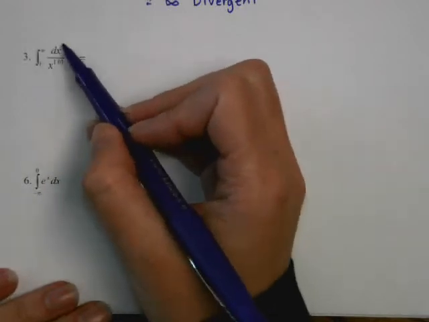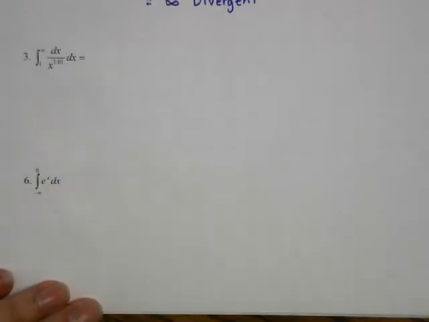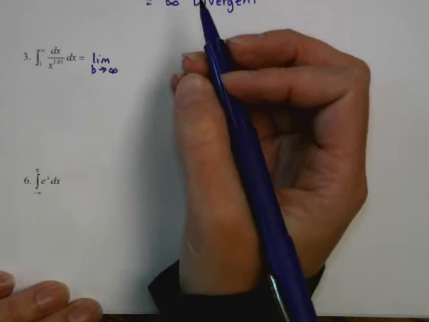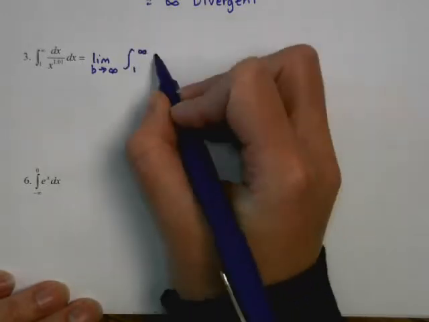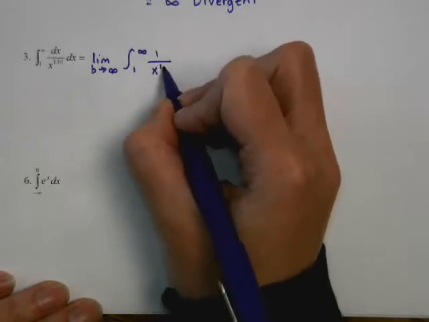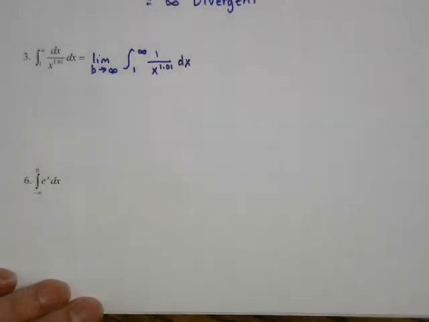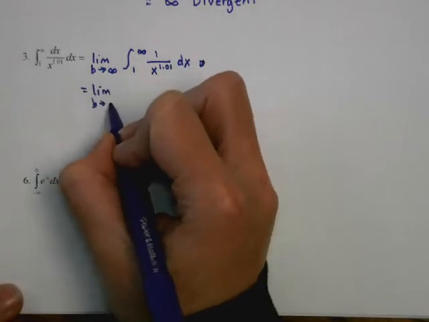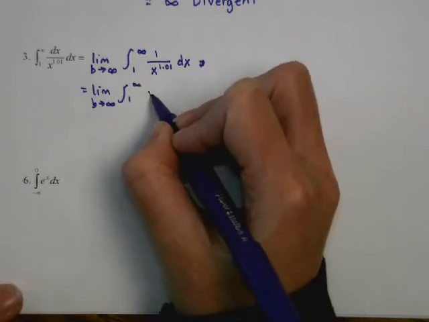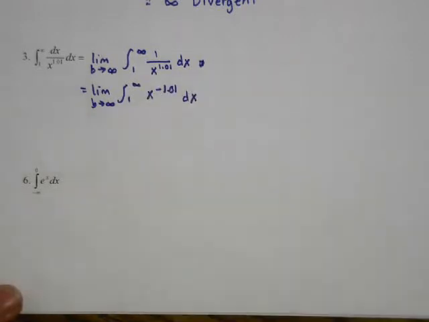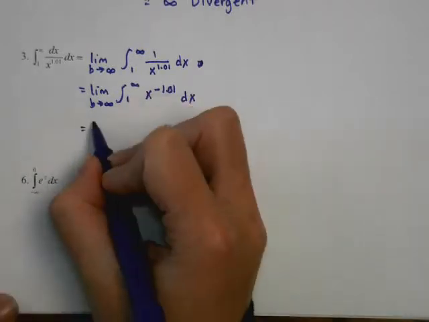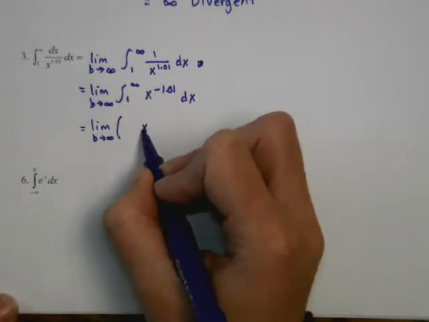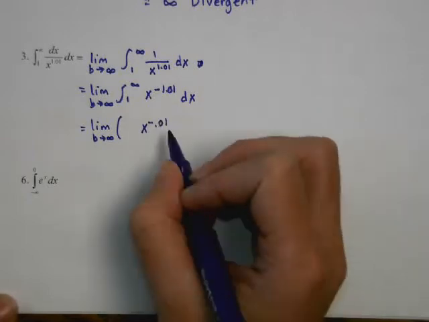Okay, so here I've got the integral from 1 to infinity of 1 over x to the 1.01. So we have the limit as b goes to infinity of the integral from 1 to infinity of 1 over x to the 1.01 dx. Well, this is kind of a funny power, so I'm going to rewrite it just so it's a little bit clearer what we're doing. So this is going to be the limit as b goes to infinity of the integral of 1 to infinity of x to the negative 1.01, because dealing with powers makes our life a little bit easier. So this integral is just going to be the power rule. So I'm going to add 1 to this, leave a space here. So if I add 1, I have negative 0.01, and then I'm going to divide by that.